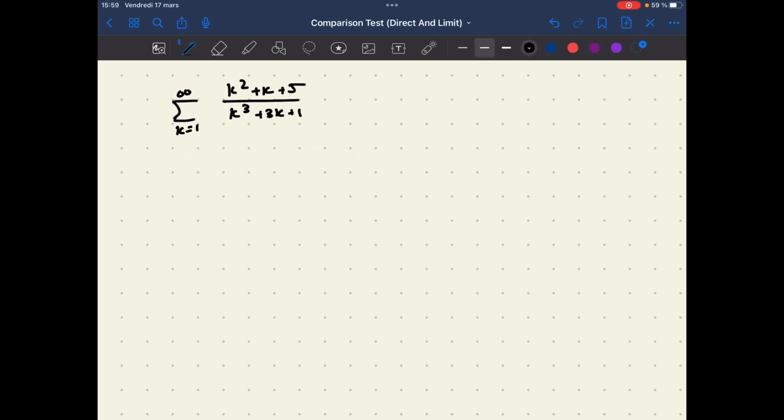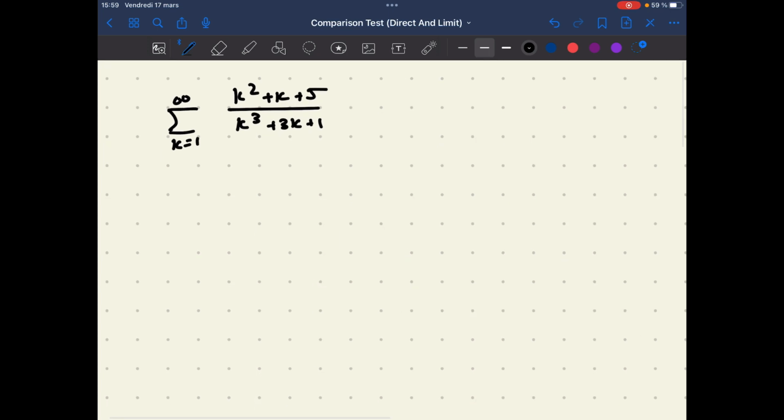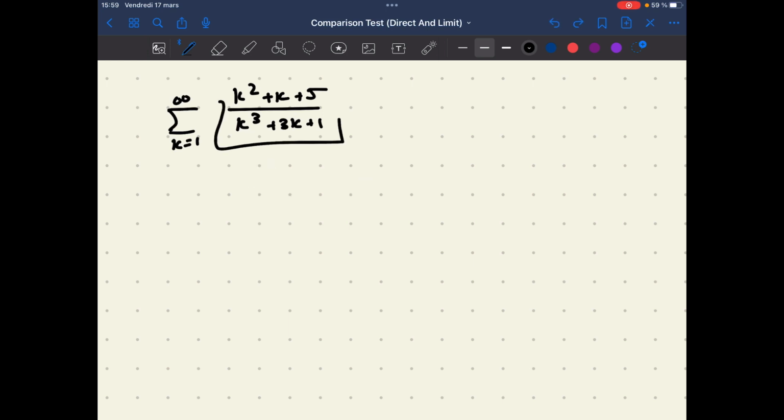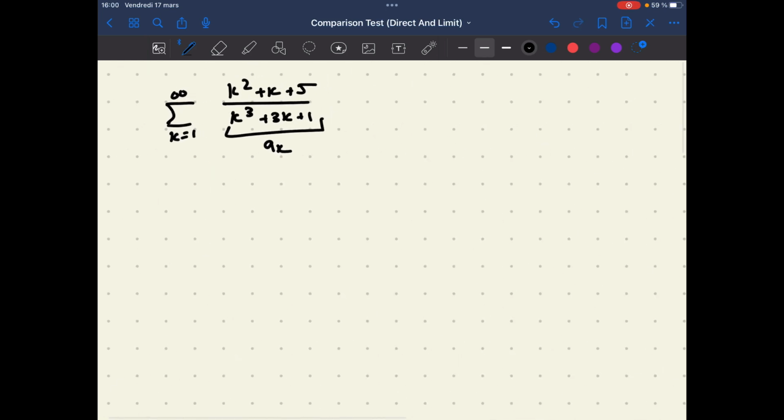And that's when the comparison test, the direct and the limit versions, come in. So you have this series starting at 1 going on to infinity, and we can call this a sub k. So we can set the whole thing equal to the series of a sub k. Now we have to come up with a second series, and we're going to call it b sub k.